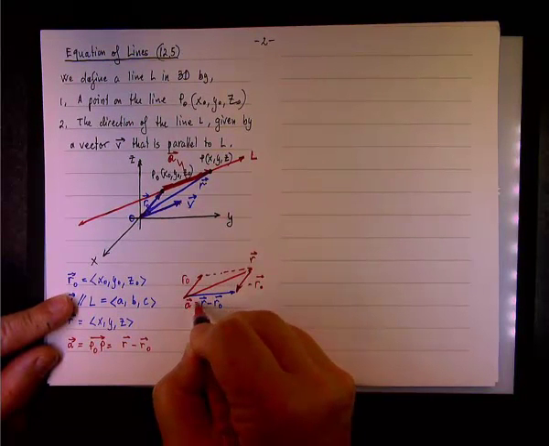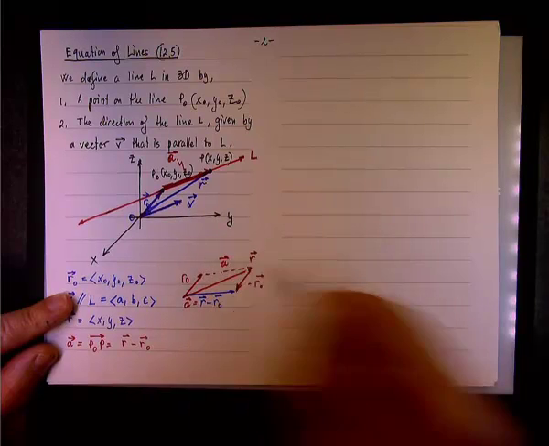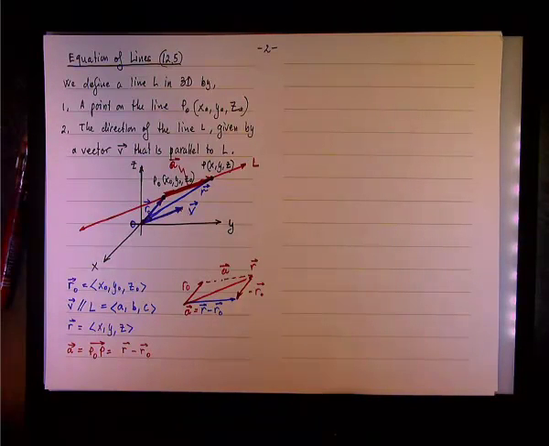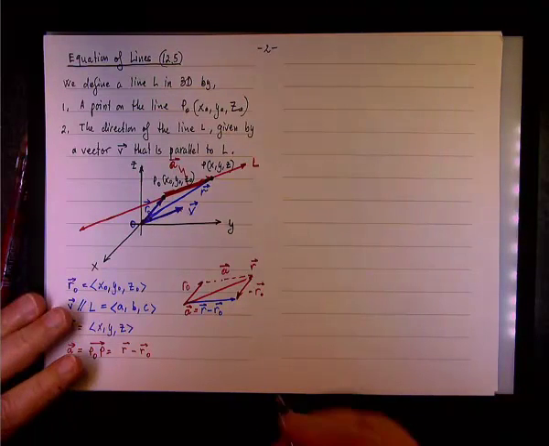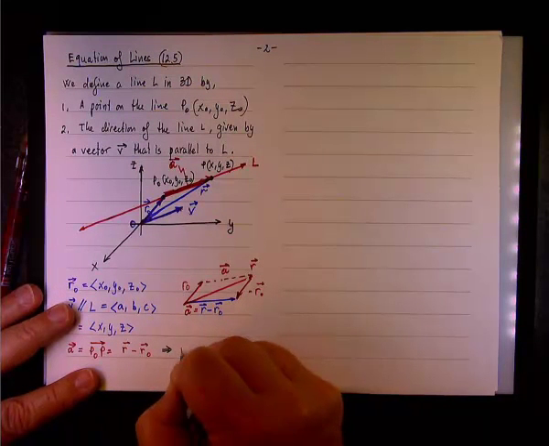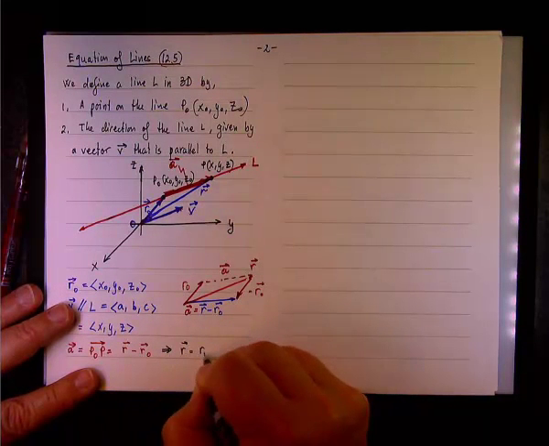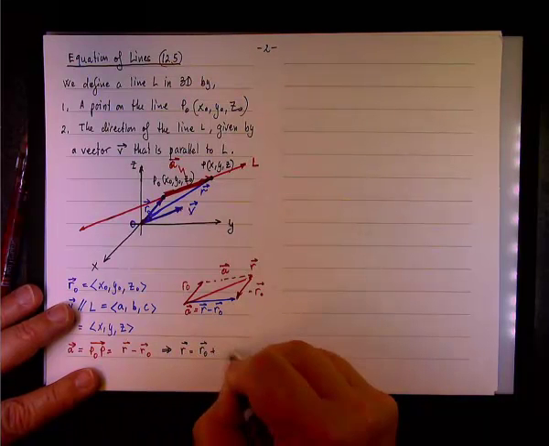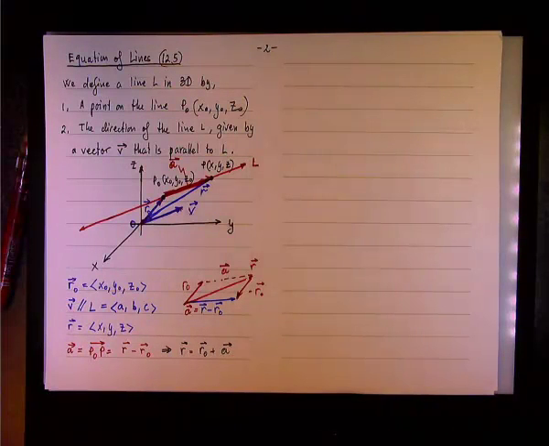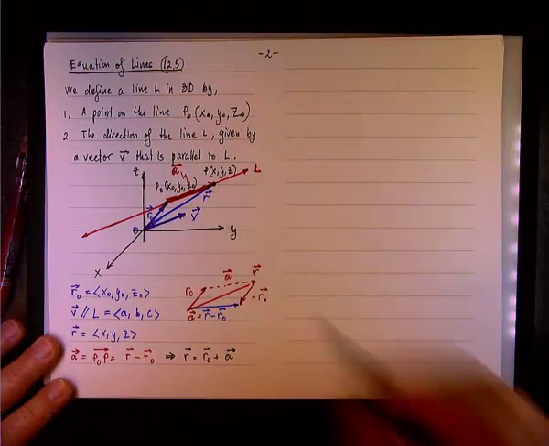Okay, so you can see the same vector right here. So this is A, and this is A. Okay, hopefully now it makes sense. The outcome of this, the last statement, is the following. I'm going to solve for r, and I say r equals r sub 0, r naught, plus a.